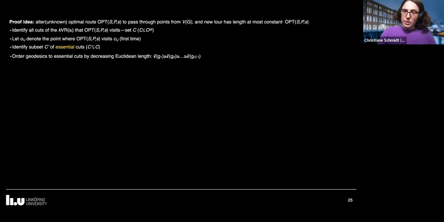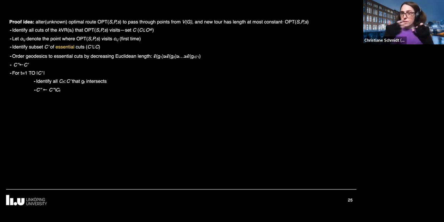And now we keep on filtering our cuts. So we order the essential cuts that we have by the decreasing Euclidean length of the geodesic to these cuts. So G1 is the longest, the cut with the longest geodesic to it. And what we filter out is, we look at one and we check whether there are any other cuts with geodesics that are shorter to them that we intersect. If that is the case, we delete all the cuts from our set.